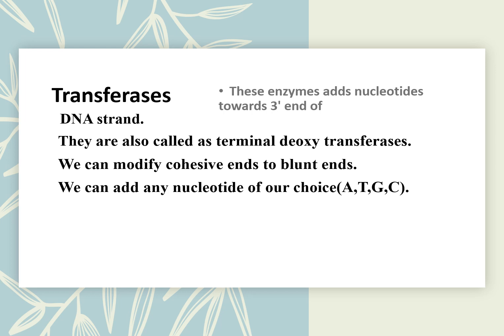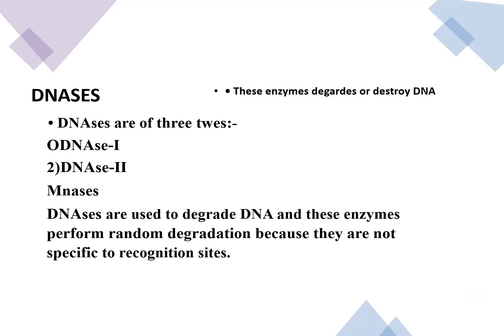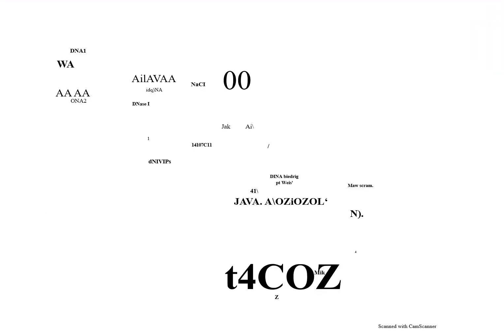Transferases. These enzymes add nucleotides to the 3 prime end of a DNA strand. They are called terminal transferases. DNases. DNases are of three types: DNase 1, DNase 2, and these enzymes degrade DNA. DNases are used to degrade DNA. These enzymes perform random degradation because they are not specific to recognition sites. And as you can see in the picture, DNases, as I have said above.